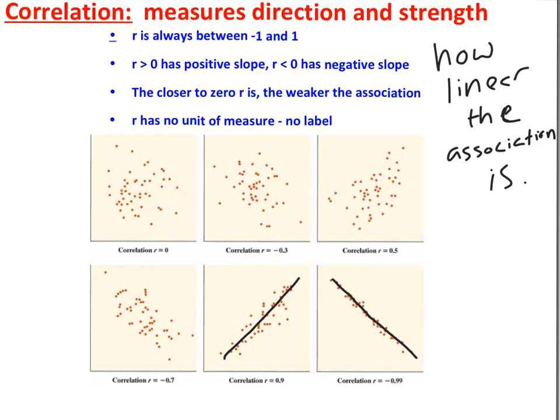And then you can see as it gets closer to 0, like right here, there's like no association at all. It's just kind of a random scattering of points. Okay, the scatter plot can be very helpful, which is why I'm going to show you how to make it on your calculator in that tutorial as well.